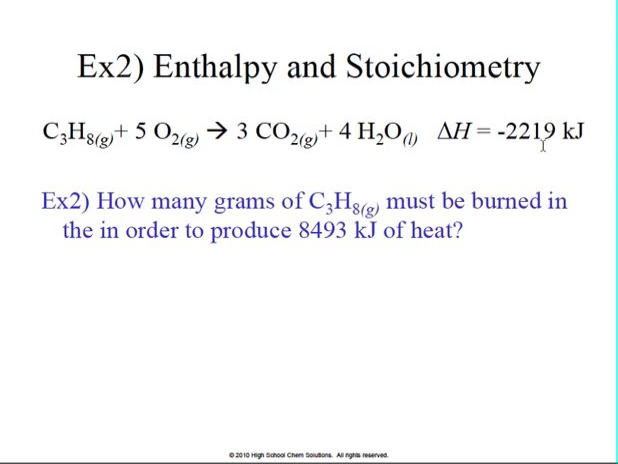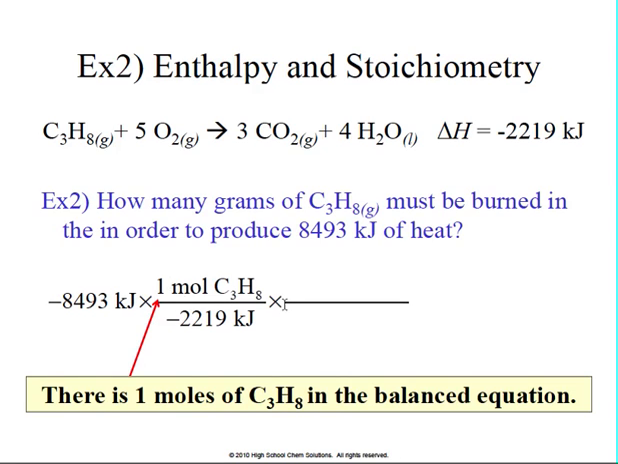So what happens if I want to produce 8,493 kilojoules of heat? Now remember, I can use the stoichiometric relationship that 2,219 kilojoules is going to be produced for every 1 mole of the propane. So what I'm going to do is take the amount given to me, and I know this is an exothermic reaction, so that's negative 8,493 kilojoules. I know that 1 mole of propane will produce 2,219, so there it is, 1 mole of propane over 2,219.